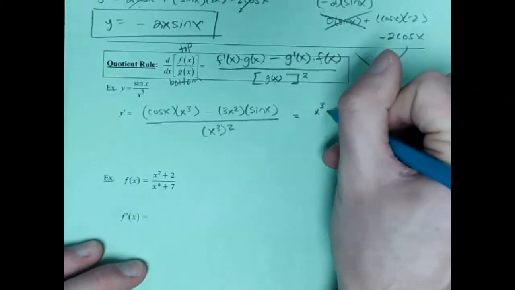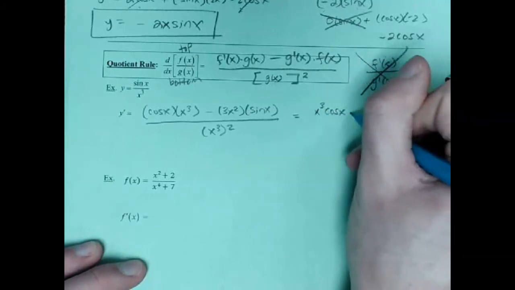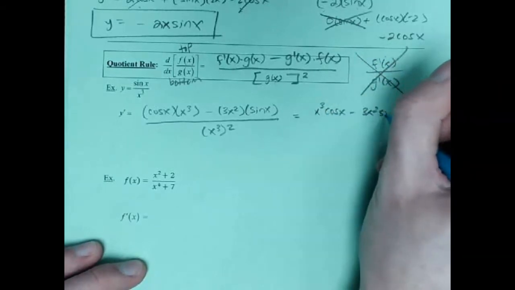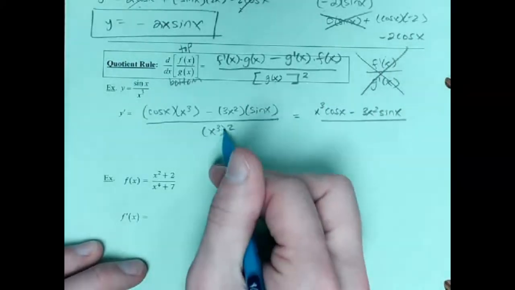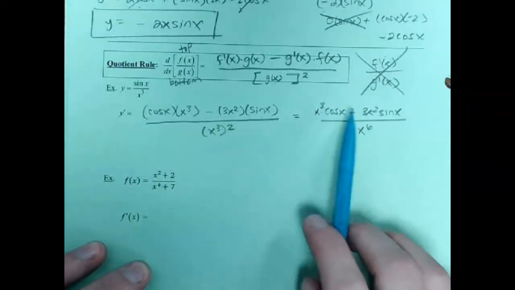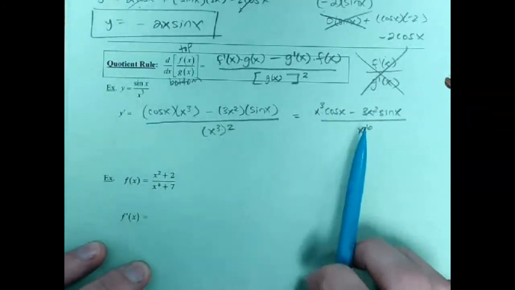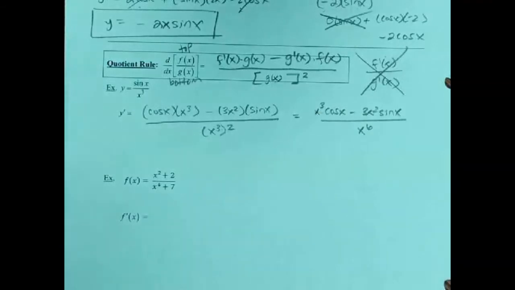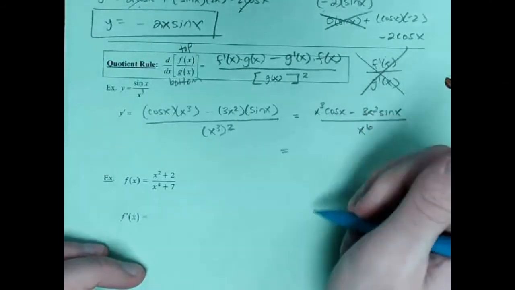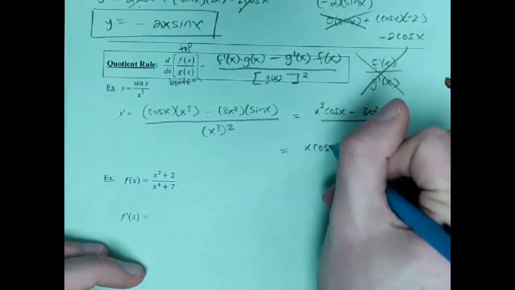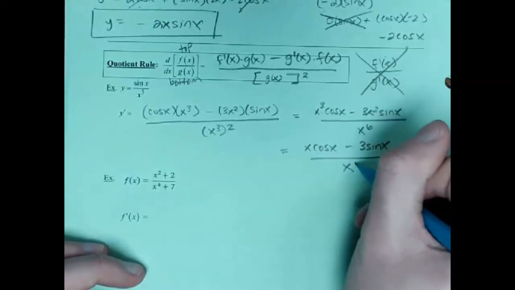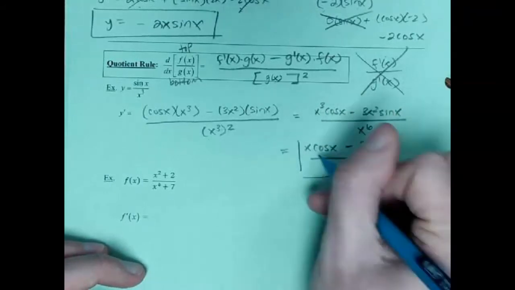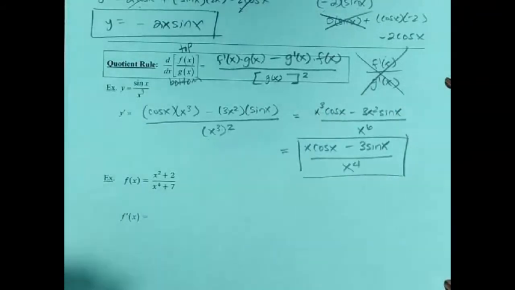You have x cubed cosine x minus 3x squared sine of x over x cubed squared. Multiply, that would be x to the sixth. And it does look like that one's got 3 x's, that one's got 2 x's, that one's got 6 x's. So it looks like you could reduce everything by x squared. So here you would still have x cosine x minus 3 sine of x over x to the fourth. That's as reduced as you could get it, canceling as many x's as possible.